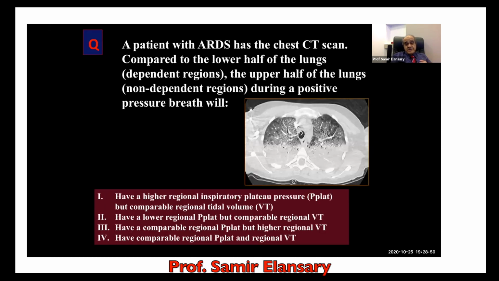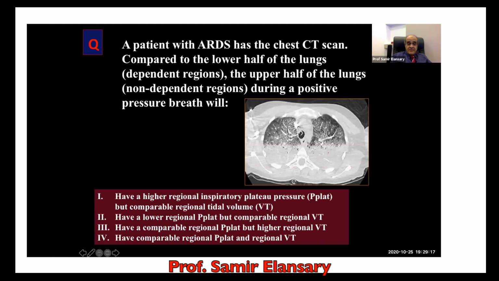Another patient here, a patient with RDS, has a chest CT scan comparing the lower half of the lung, the dependent regions, to the upper half of the lung, the non-dependent region, during positive pressure ventilation. We see here the lung CT scan: the lower lung is consolidated, severe RDS, while the upper lung is not consolidated, and there are remaining alveoli for ventilating.